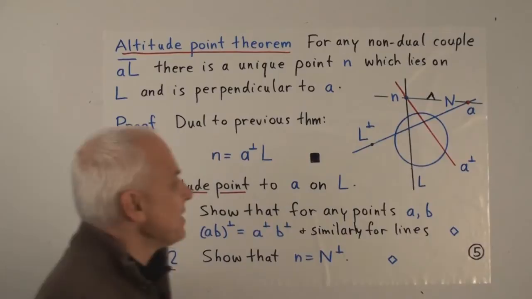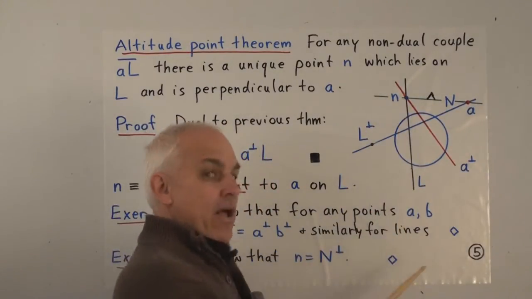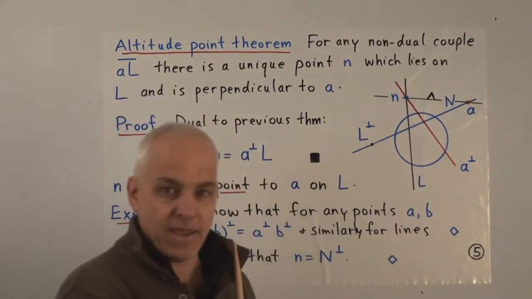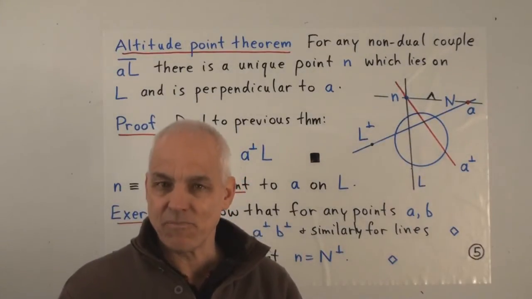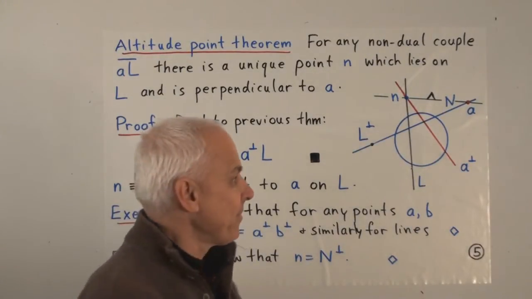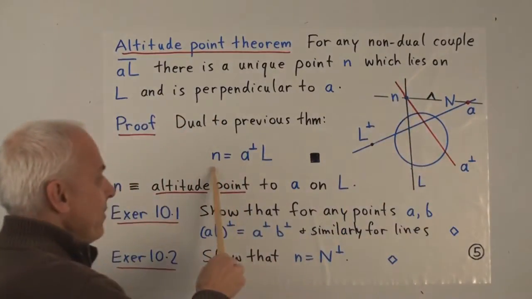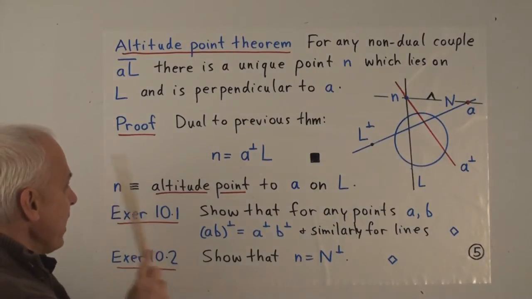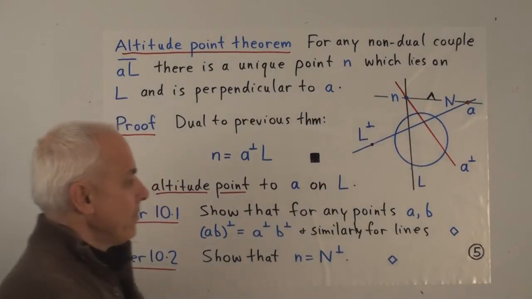Okay? And the idea is that this point N is characterized by, first of all, lying on L, and it's also got to lie on the dual line of A, because that's what perpendicularity means in terms of points in the hyperbolic setting. So it's really the meet of A perp with L. There it is there. And we'll say that this point N is the altitude point to A on L.